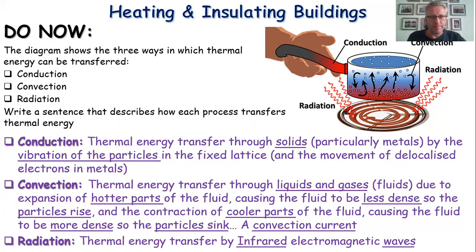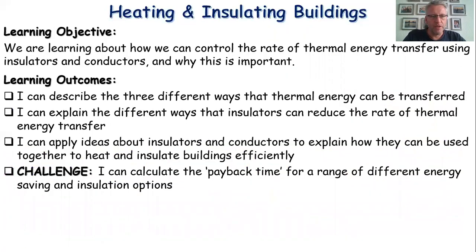All right, so our learning outcomes. Hopefully by the end of the lesson we will be able to describe the three different ways that thermal energy can be transferred. Hopefully we can already do that. We'll be able to explain the different ways that insulators reduce the rate of thermal energy transfer, and also apply those ideas about insulators and conductors to explain how they can be used together to heat or insulate buildings efficiently. So really this lesson brings together those ideas about thermal energy transfer and then applies them in specific situations.